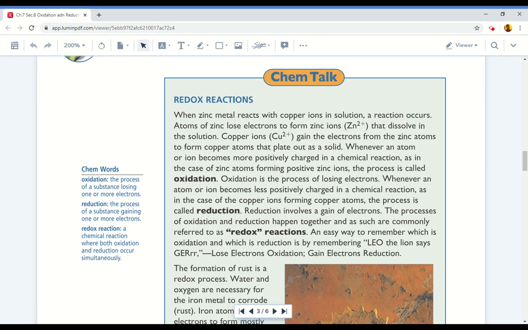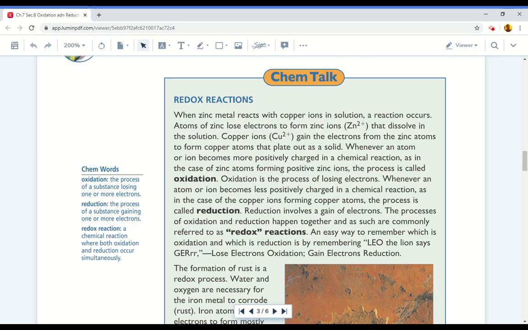Section 8. Oxidation and reduction of metals. Chem Talk. Redox reactions. When zinc metal reacts with copper ions in a solution, a reaction occurs.